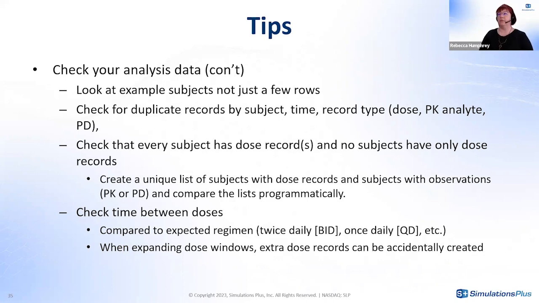You want to check for duplicate records by subject, time, and record type. Some software do not allow for duplicate records for the same record type. If duplicates are found, again, that should be discussed and documented as to how that's going to be handled. You want to check that every subject has a dose record, and no subjects only have dose records. You want to check the time between doses compared to your dosing regimen to make sure that you didn't create any additional doses or have too few doses.